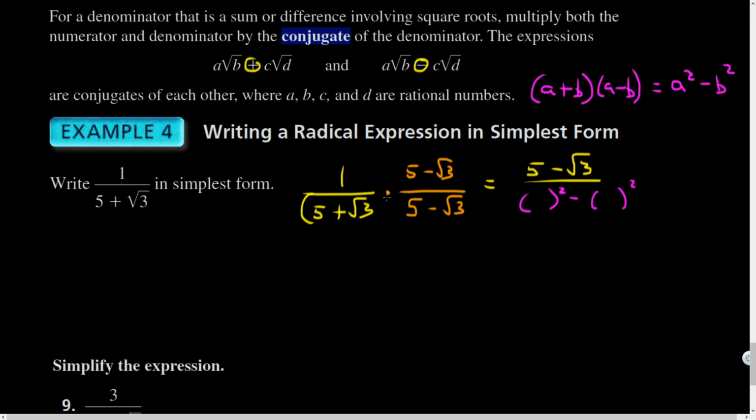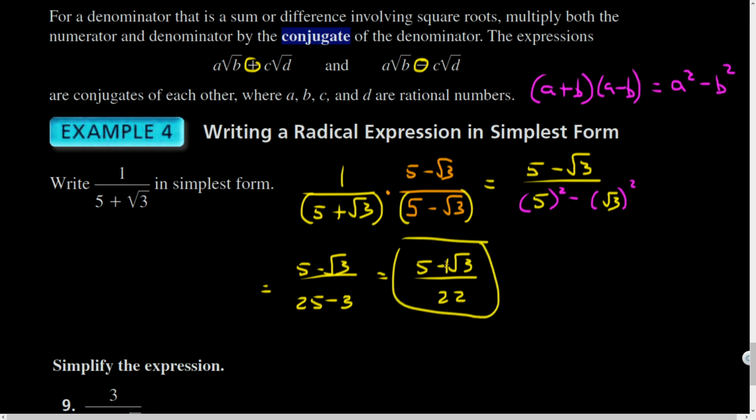You could also FOIL this out, double distribute, and you'll end up getting eventually to the same outcome as me. But I'm going to say 5 here and rad 3 there. Up top is still the same. 5 squared is 25 minus rad 3 squared. That's just 3. And look at that, it has no radicals in the denominator. Over 22. And I can't simplify anything here.